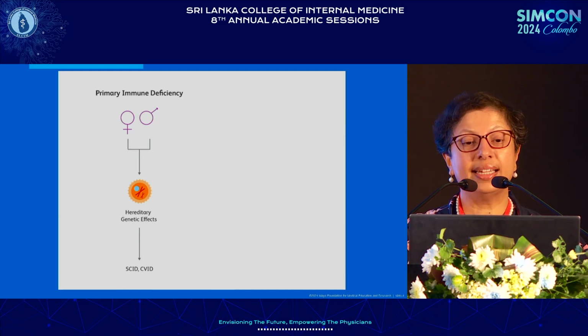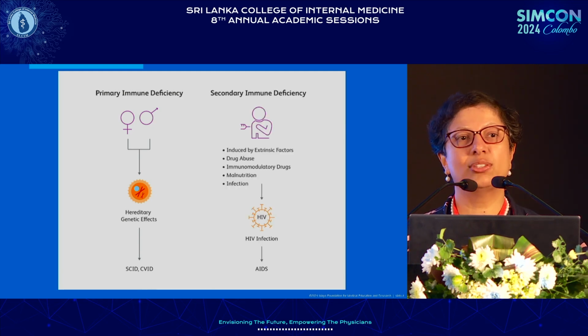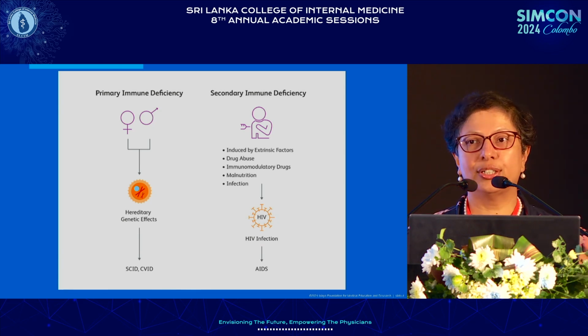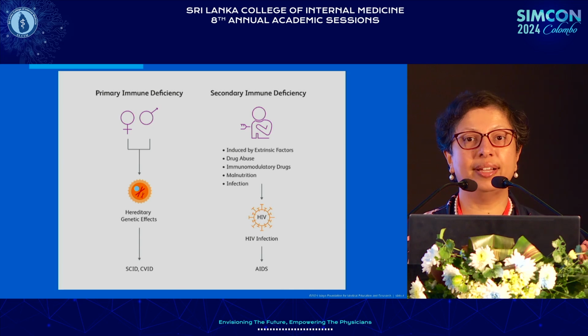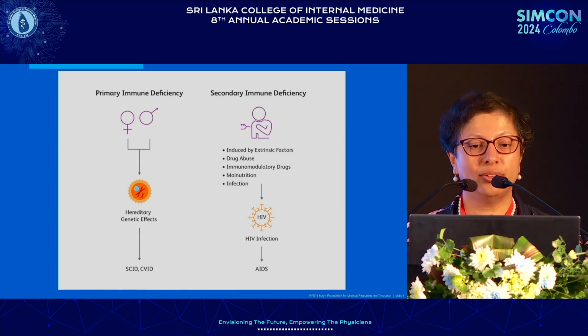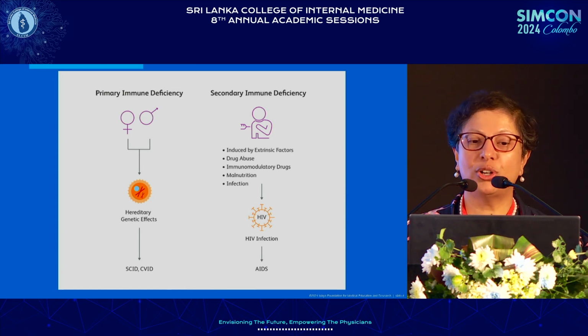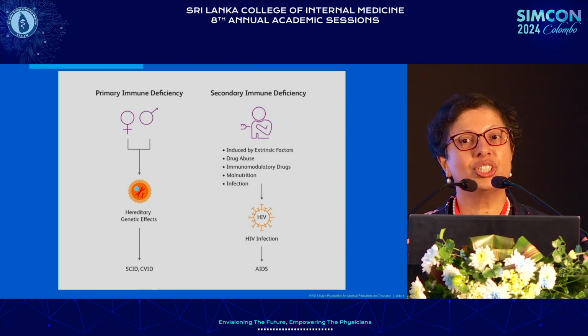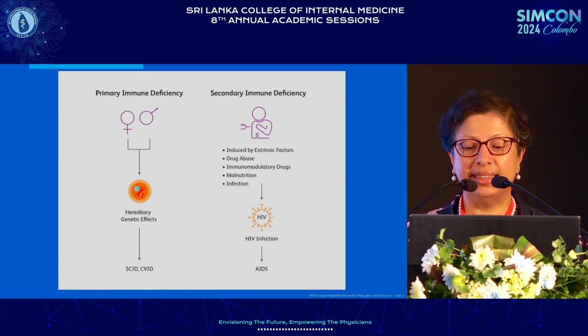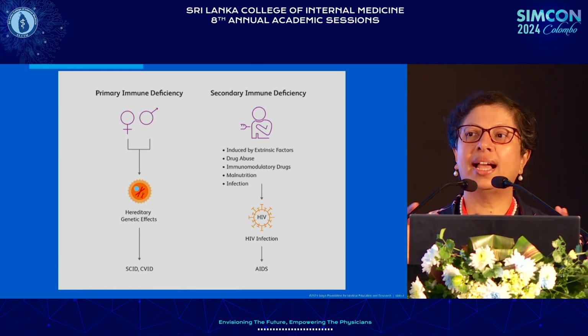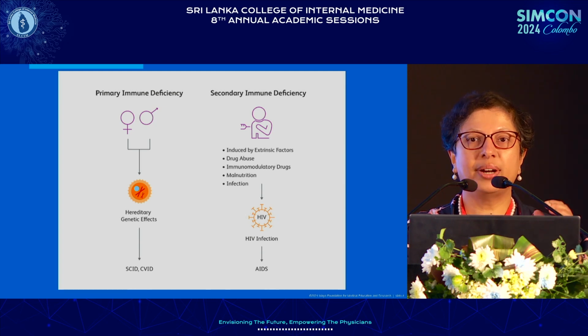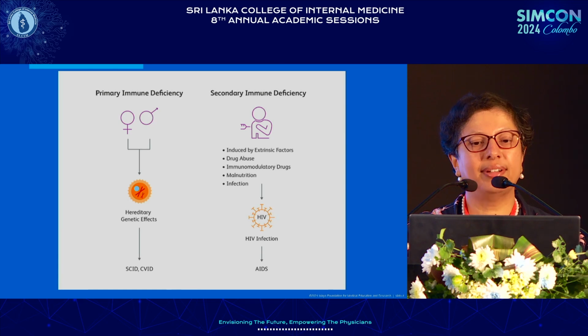Something that you recognize as a secondary immune deficiency is not something you inherited. It is an effect of an extrinsic factor, so not related to yourself, like an infection. HIV is the most common that we encounter, or long-term steroid use, or more commonly as we see in cancers, the use of immunomodulatory medication. Malnutrition is another big one, and we'll talk about it in the end. So just to have the landscape right, most primary immunodeficiency disorders are inherited. Secondary, it's likely an extrinsic factor.